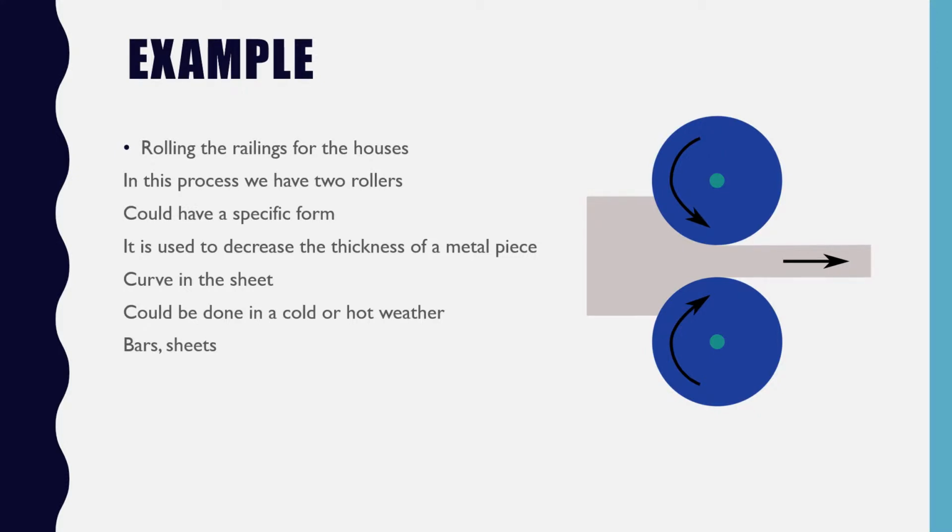We have two rollers which have a specific form. It is used to decrease the thickness of a metal piece, cured in a sheet, and could be done hot.